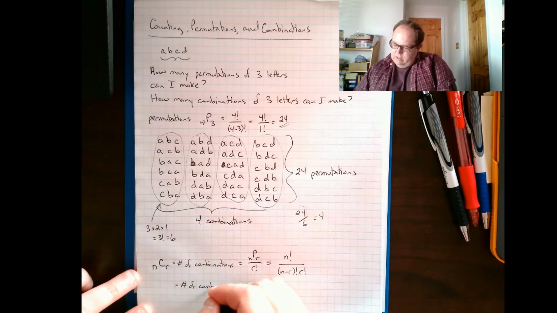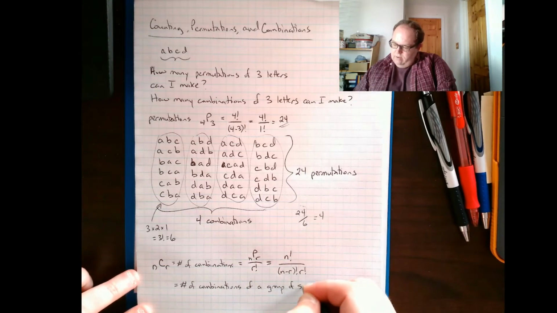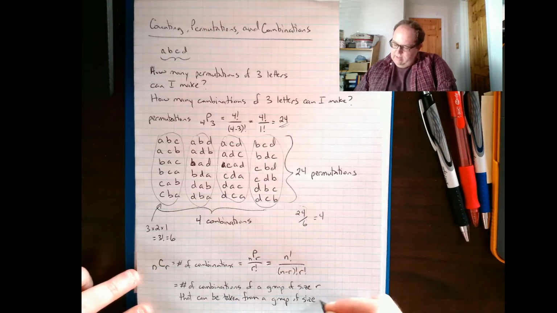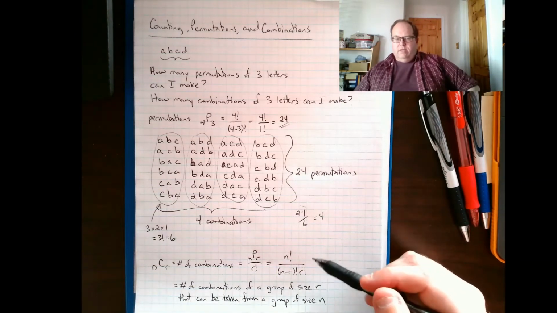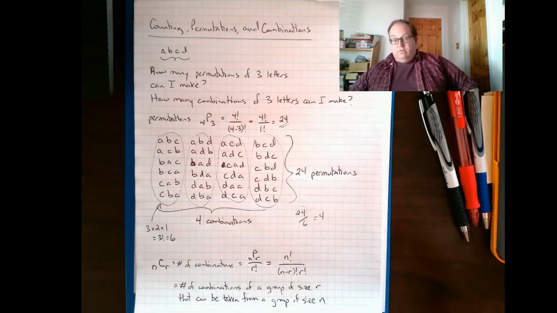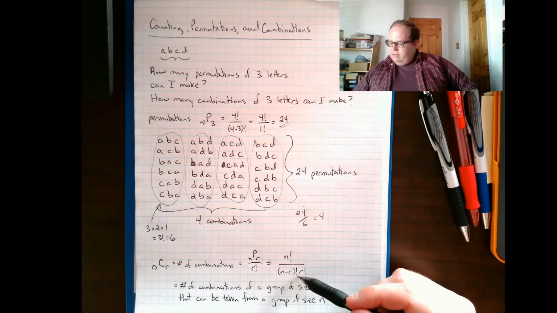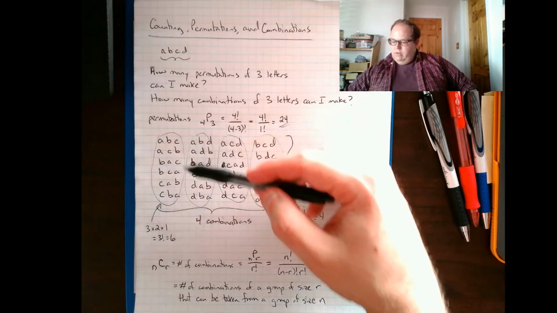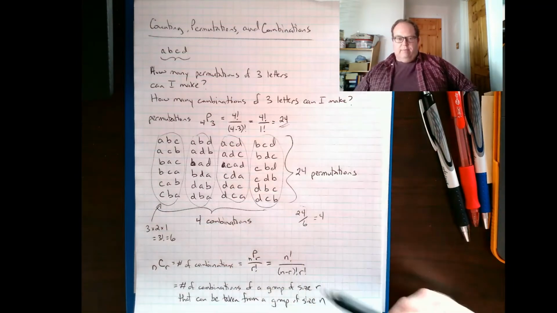And I put that a little bit more detailed. Number of combinations of a group of size R that can be taken from a group of size N. So it's used in much the same way as the permutation one, with the only difference being this factor of R factorial in the denominator to account for this overcount that happens when you get permutations.